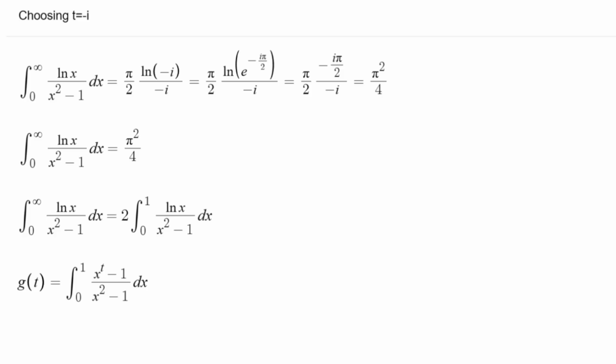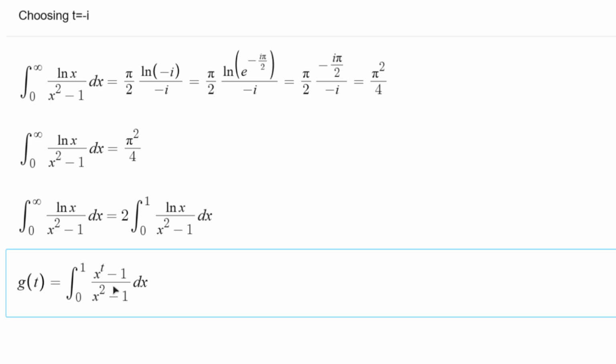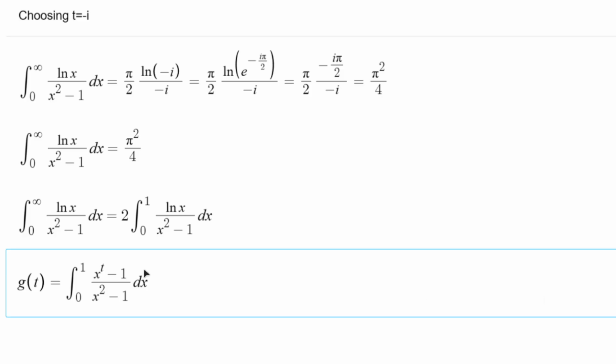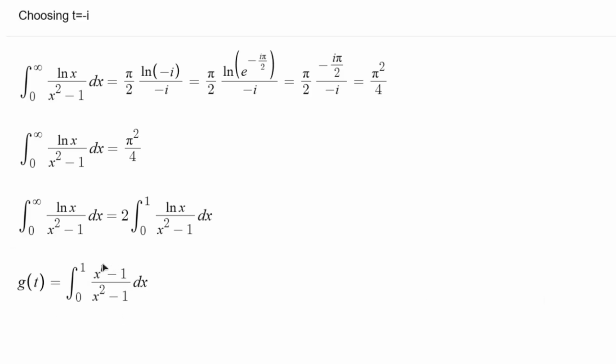All right, so now let g of t be equal to the integral from 0 to 1 of x to the t minus 1 over x squared minus 1. Originally, when I was first doing this, I did not have this minus 1 here. But I knew that would get me yelled at in the comments, because the integral from 0 to 1 of x to the t over x squared minus 1 dx doesn't converge. So I added this little minus 1 here, and now this does converge.